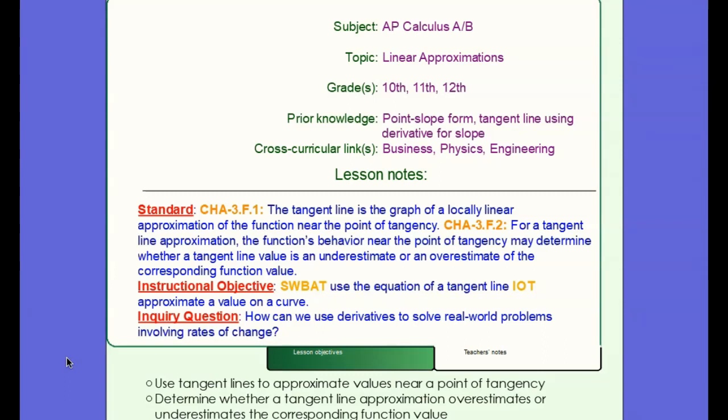3.f.1. The tangent line is the graph of a locally linear approximation of the function near the point of tangency. CHA 3.f.2. For a tangent line approximation, the function's behavior near the point of tangency may determine whether a tangent line value is an underestimate or an overestimate of the corresponding function value.